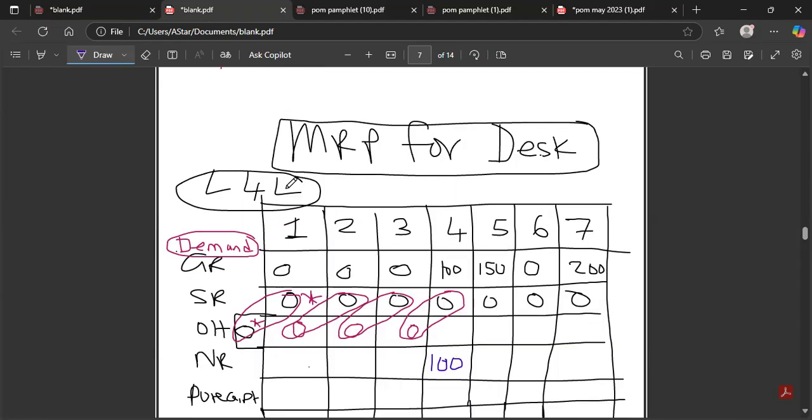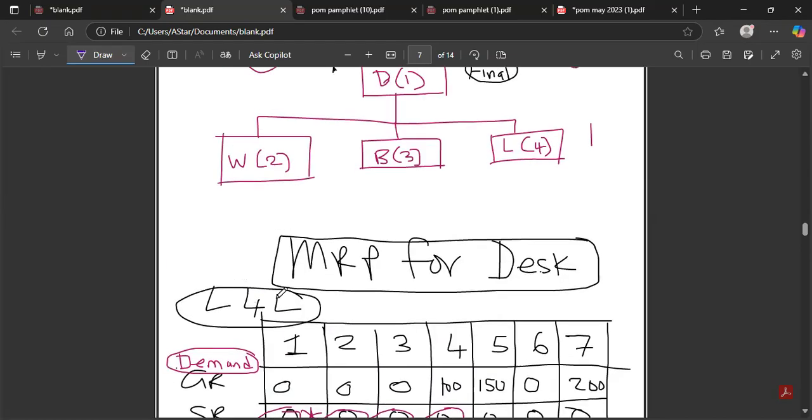So what are we using? Lot for lot. Lot for lot simply means you order the same requirement. Order the same net requirements.